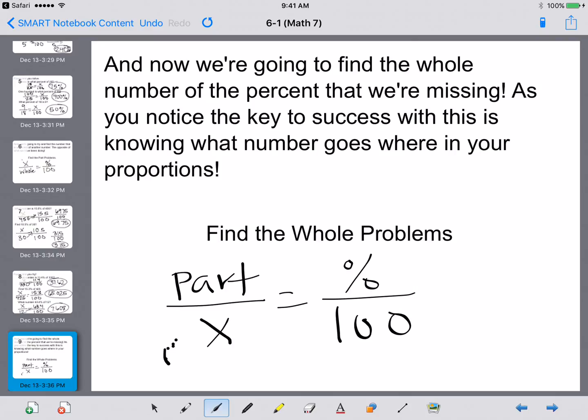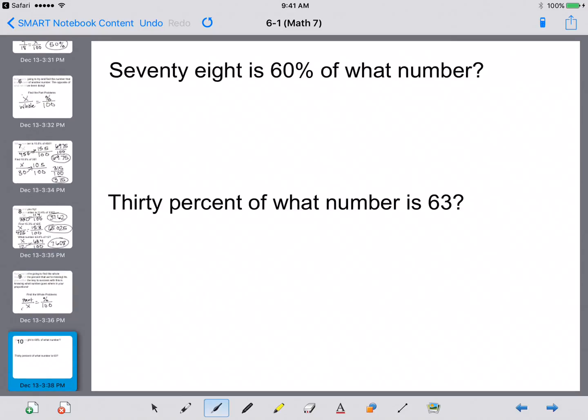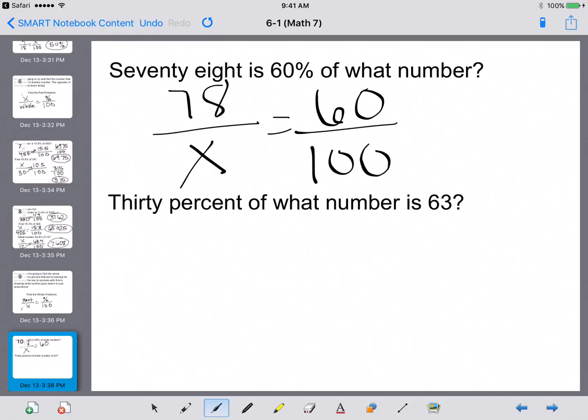As you've noticed, the key to success in solving these problems is knowing where the numbers go in our proportions, knowing whether it's the part or the whole or the percent, or the 100, that'll always be there. So earlier it was "of the number" to let us know it was on the bottom. Let's see what happens now. So we've got 78 is 60% of what number? Since it's "of what number," that's on the bottom, because whatever comes after the "of" goes on the bottom. 78 is the number on the top, and it is 60%, so that's 60 out of 100.